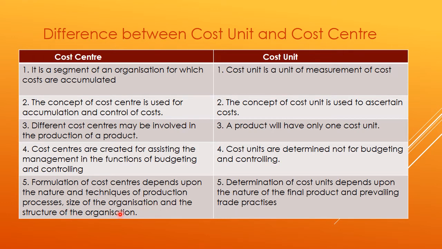In the case of the cost unit, the determination of the cost units depends upon the nature of the final product and prevailing trade practices. So that is dependent upon the final product cost. The cost unit to be used is dependent upon the nature of the final product and prevailing trade practices. For example, for distance we use meter, kilometer, like that. For time, hours, minutes, seconds. So it is a trade practice. It is a practice we used to do. So the cost unit is dependent upon the nature of the final product and prevailing trade practices.